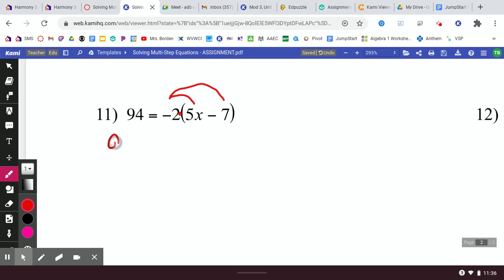So I'm going to keep this 94. We're not changing that right now. What's -2 times 5? -10x. Right? -2 times 5x is -10x. And then -2 times -7 is positive 14, good. Now we're to the combine like terms step, and we don't have any, right? We don't have any x's to combine. So now it's ready to start moving. So what are we gonna move first?